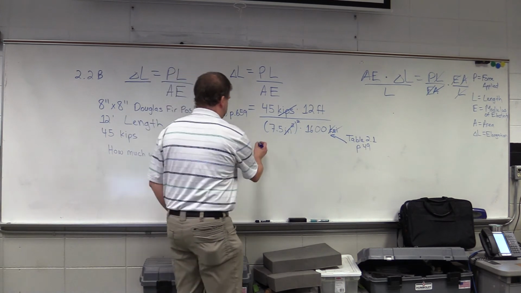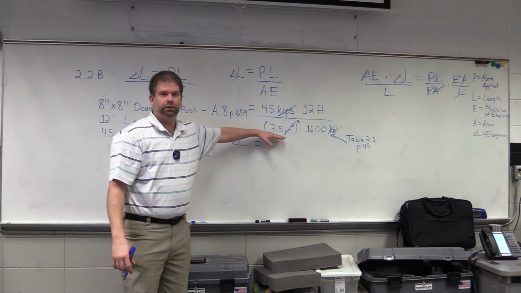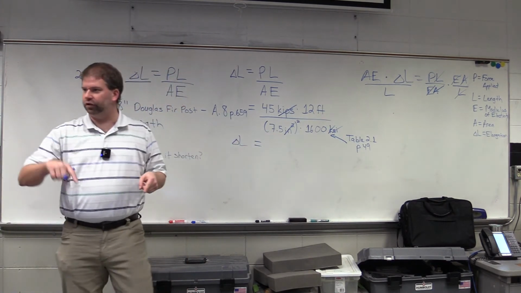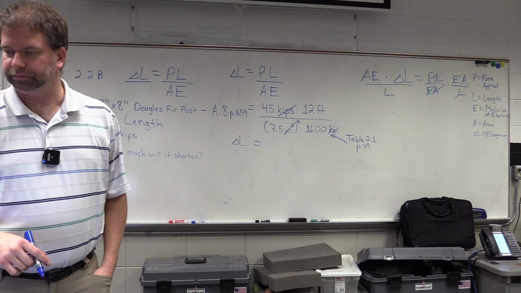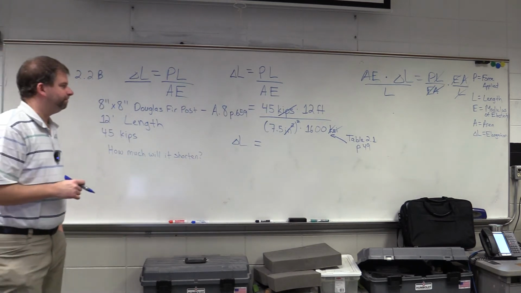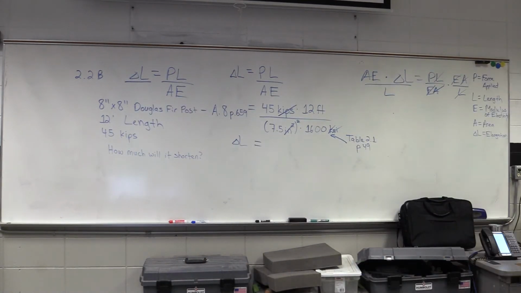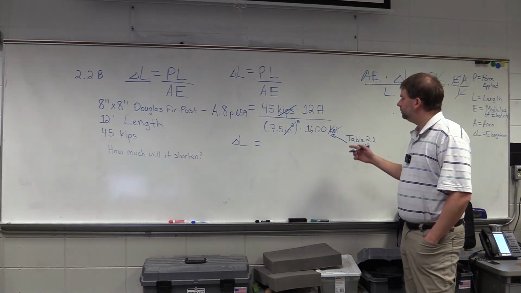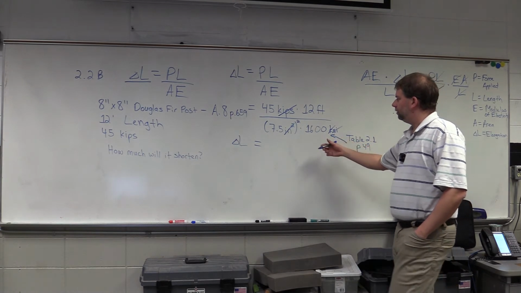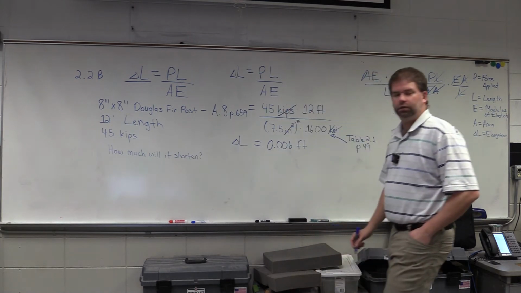Okay, so from here you just need to plug and chug. What does it end up coming out to be? Remember to square your 7.5, right? Because it's 7.5 inches on a side. 0.006 feet, okay?